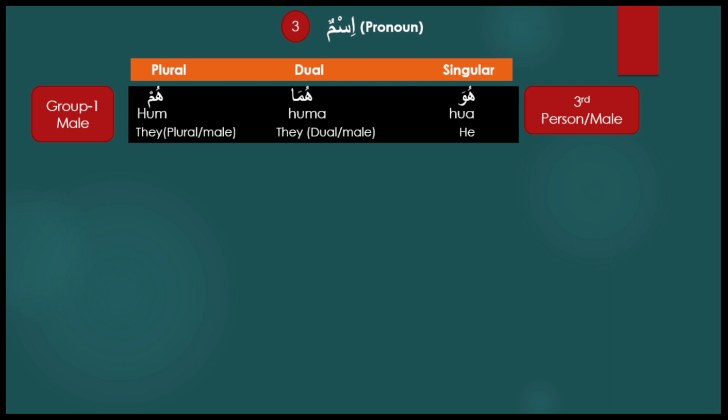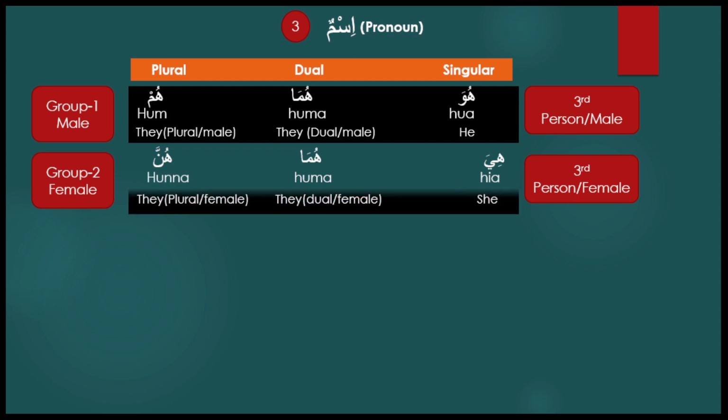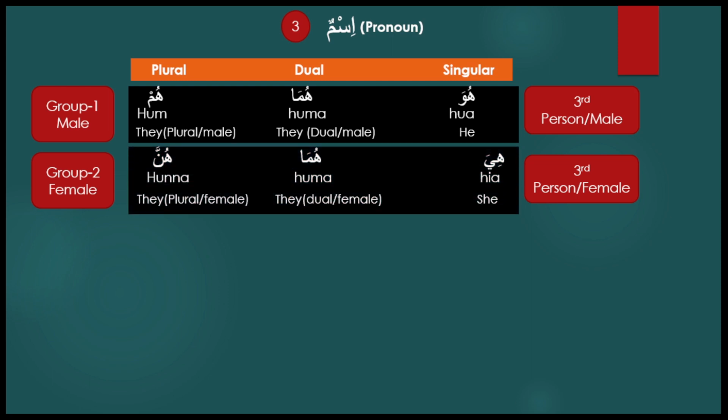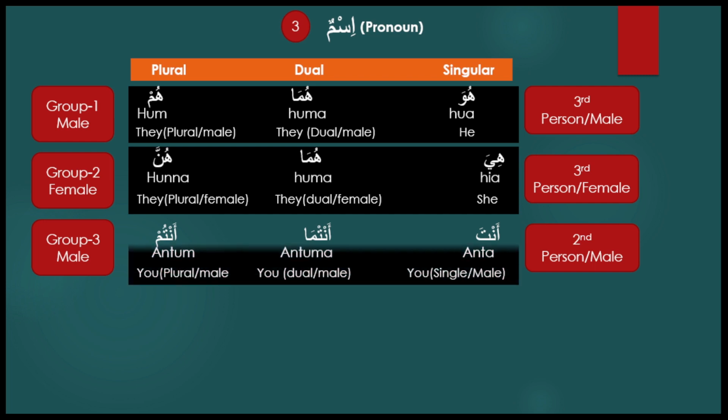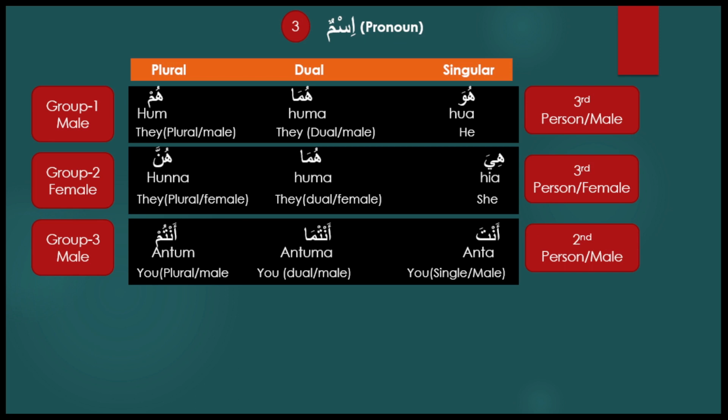huwa, huma, hum. Huwa means he, huma means they, dual male, and hum means they, plural male. Group 2, the third person female: hiya, huma, hunna. Hiya means she, huma means they, dual female, hunna means they, plural female. Group 3, second person male: anta, antuma, antum. Anta, you, single male; antuma, you, dual male; antum, you, plural male.